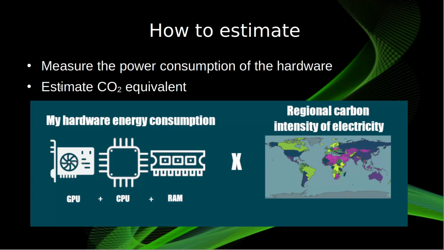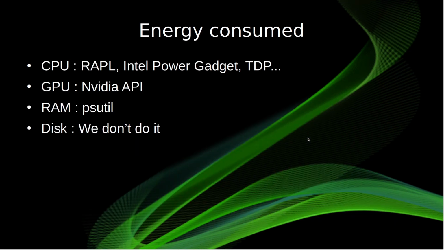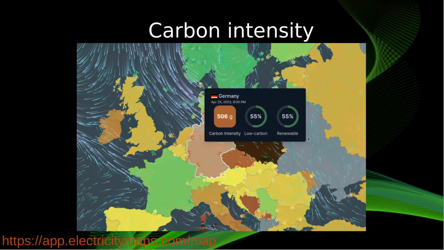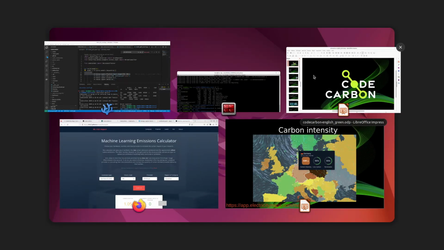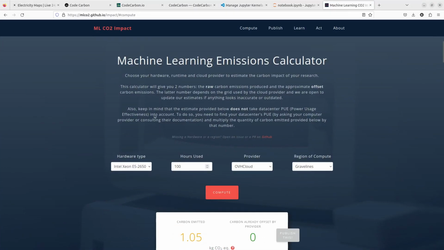And how do we estimate the consumption? We measure the power consumption of the hardware with different APIs for the GPU, CPU, and RAM, and we multiply it by the regional carbon intensity of electricity. That's just the API we use, and we measure the carbon intensity. You can see it on Electricity Map.